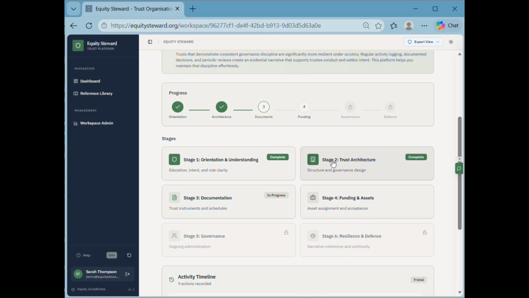So that is Stage 2 of the Equity Steward platform. Trust architecture is where the internal logic of the trust is formally expressed, recorded, and preserved. It gives structure to beneficial interests, trustee powers, and governance rules, and it allows that structure to be locked and versioned with integrity. In the next video, we move into stage 3, documentation assembly, where the trust's instruments and supporting records are organized within the workspace.